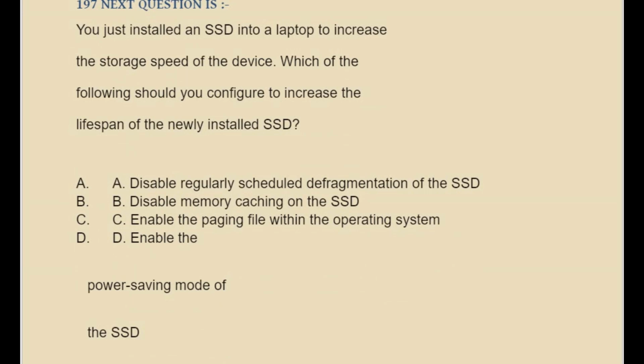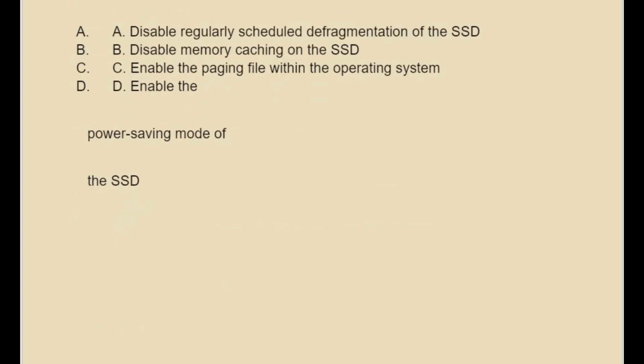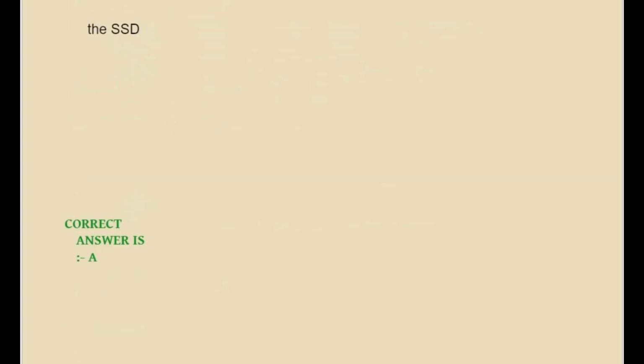Option A, disable regularly scheduled defragmentation of the SSD. Option B, disable memory caching on the SSD. Option C, enable the paging file within the operating system. Option D, enable the power saving mode of the SSD. Correct answer is option A.